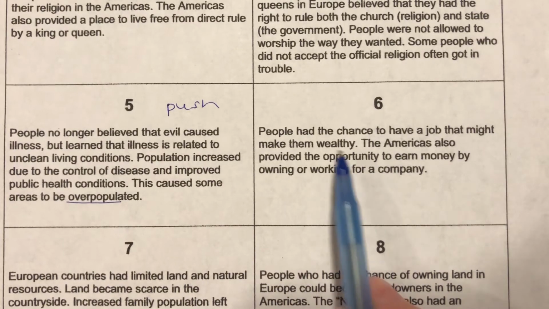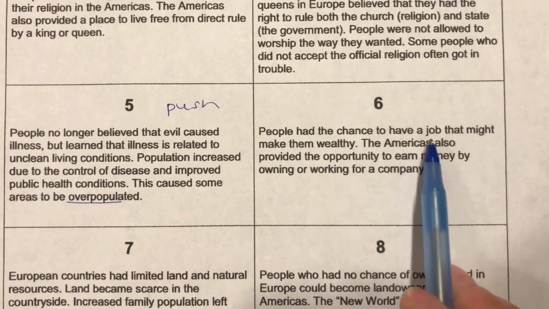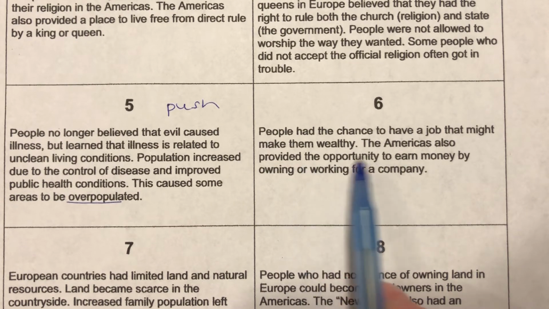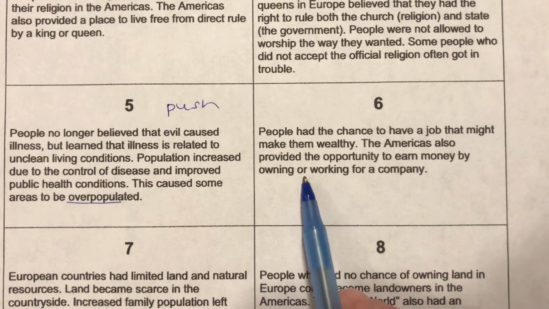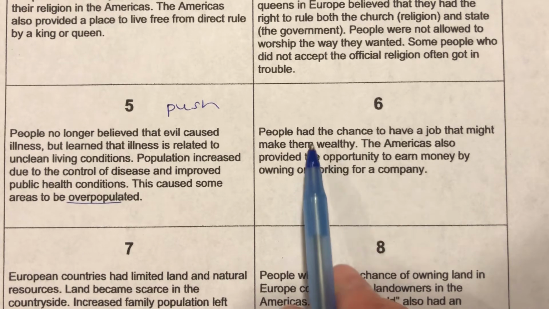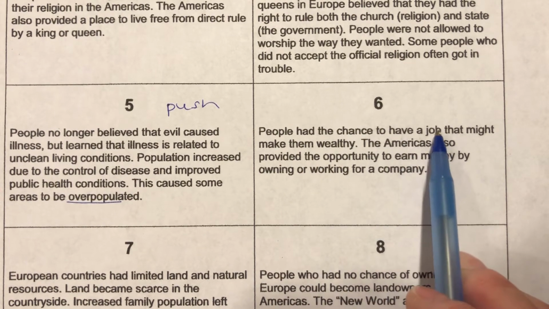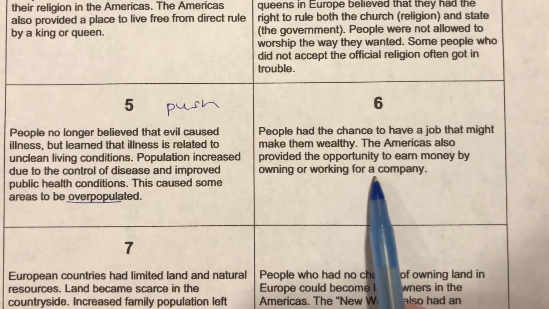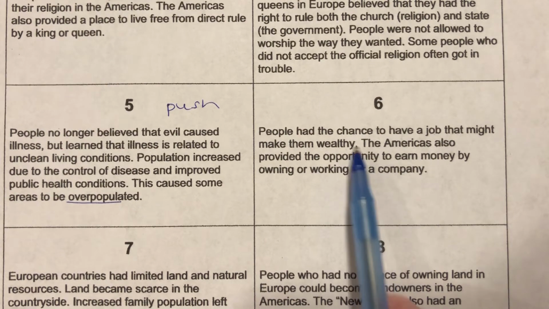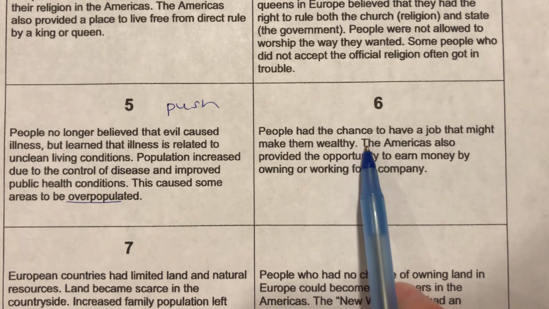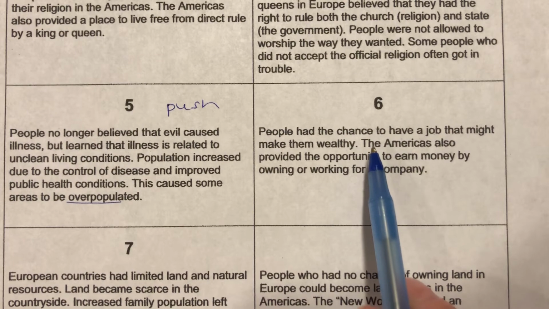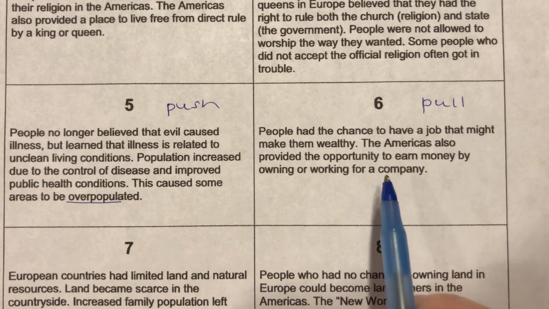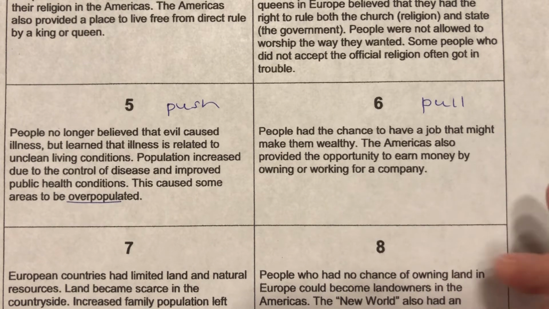Number 6, people had the chance to have a job that might make them wealthy. The Americas also provided the opportunity to earn money by owning or working for a company. So the fact that they could have a chance to have a job to get them money and the opportunity to own their own company or work for their own company, that is something that would draw people to the Americas. They didn't necessarily have the same chance where they were at. So this will be a pull factor. This is something about the Americas that they liked that drew them there.